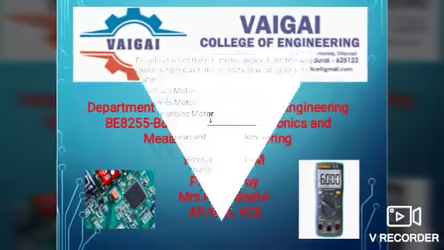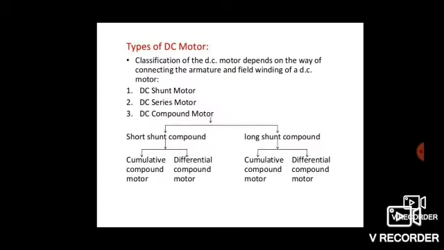Types of DC motor. Classification of the DC motor depends on the way of connecting the armature and field winding of a DC motor. There are three types: DC shunt motor, series motor and compound motor. Shunt motor, series motor and compound motor depend upon the connection of armature and field winding.